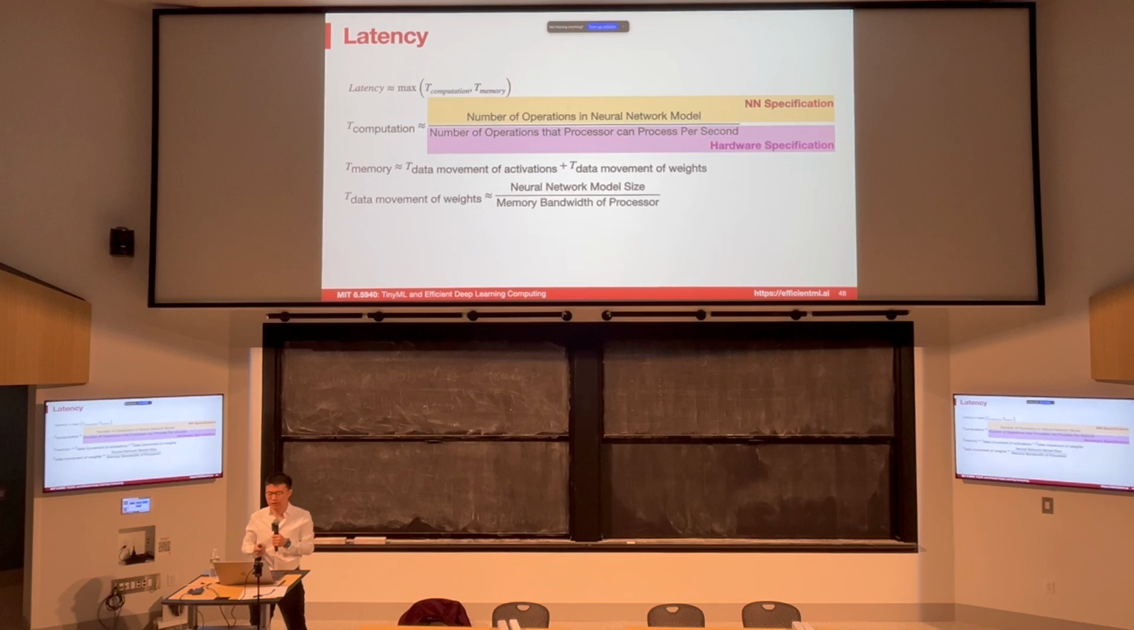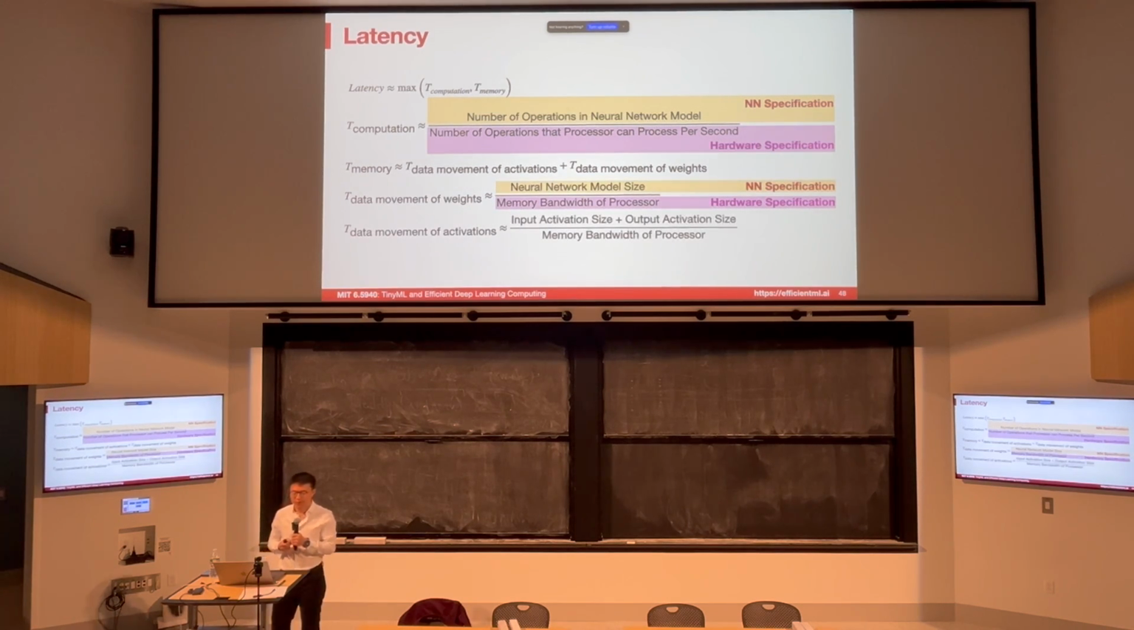If it is training, it also concerns communication, about the gradient. So T data movement of weight is equal to the weight, the model size, divided by the memory bandwidth, hardware specific, and the model size is neural network specific. And T data movement of activations is determined by the input activation size plus the output activation size. All these are first order approximations to give you a ballpark estimation, divided by the memory bandwidth of the processor.